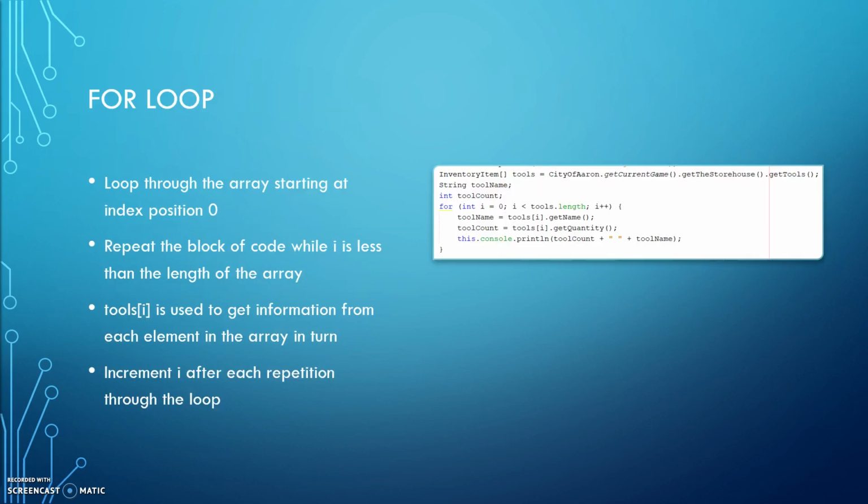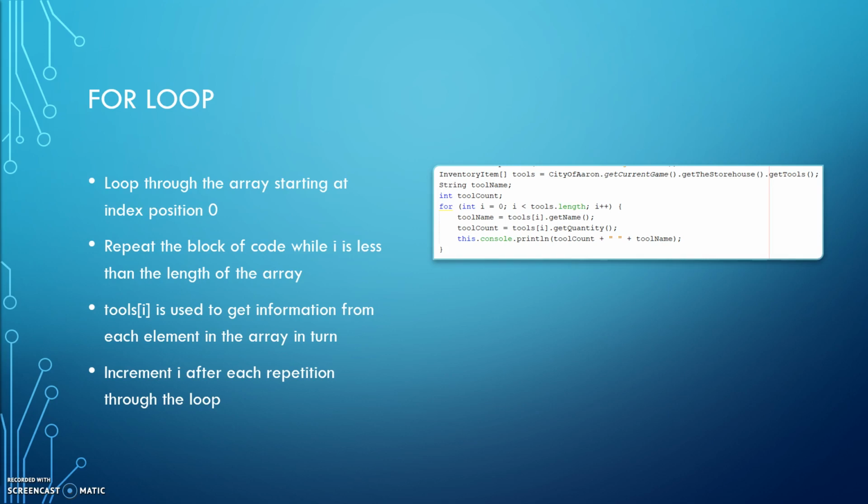A for loop. The for loop, you loop through the array starting at index position 0. You repeat the block of code while the iteration I is less than the length of the array. And in this instance, tools[i], the current spot in the array, is used to get information from that spot in the element. And then you increment I after each repetition through the loop.